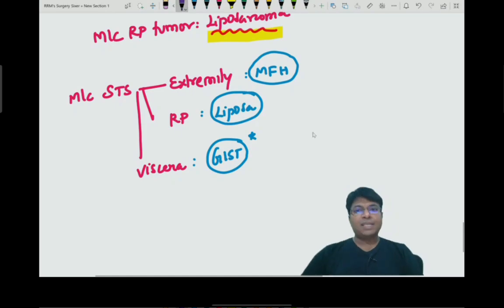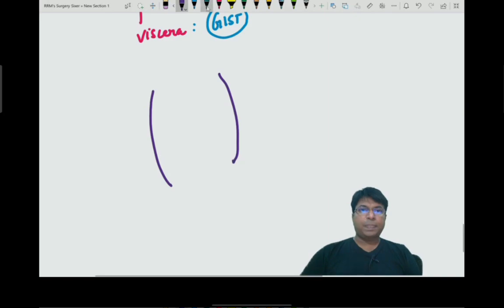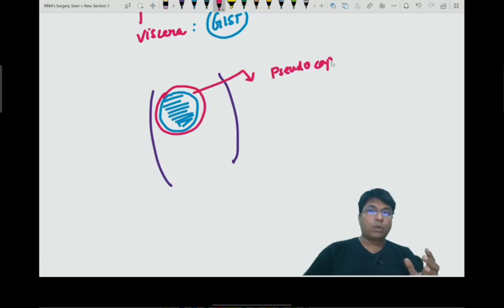Please don't forget, soft tissue sarcomas have certain characteristic properties in tumor spread. If this is a lower limb, the soft tissue sarcoma can grow and compress the soft tissues around it, and it will form a pseudo capsule. It's not a true capsule. By compression of the surrounding soft tissues, it forms a pseudo capsule.